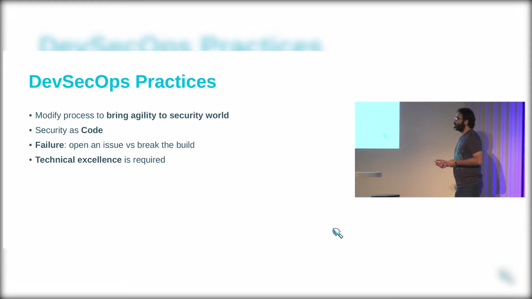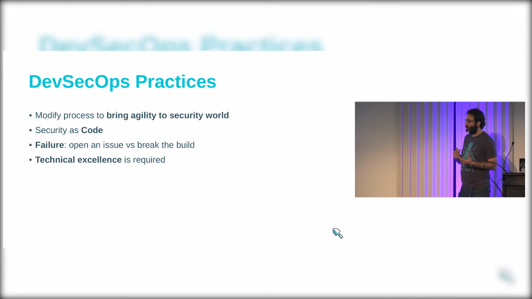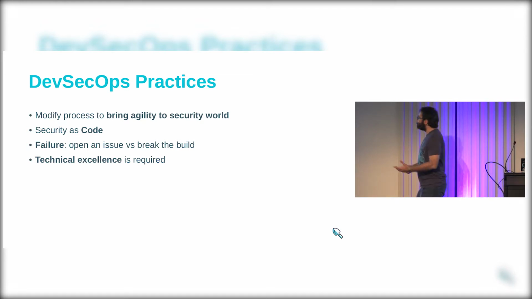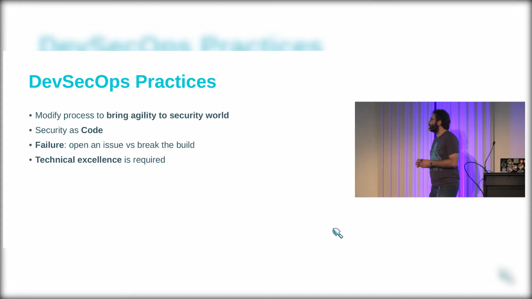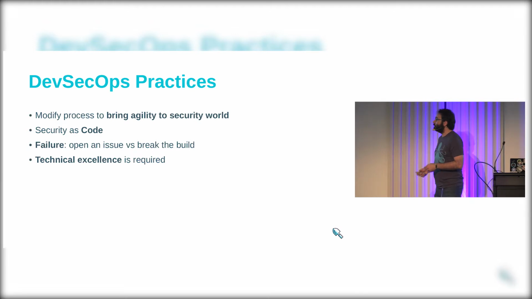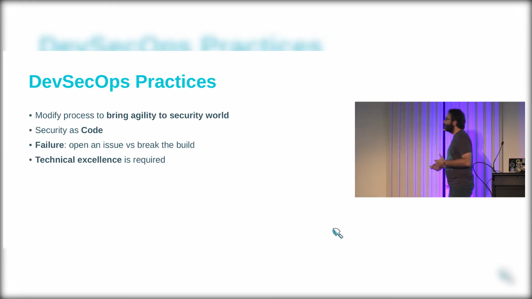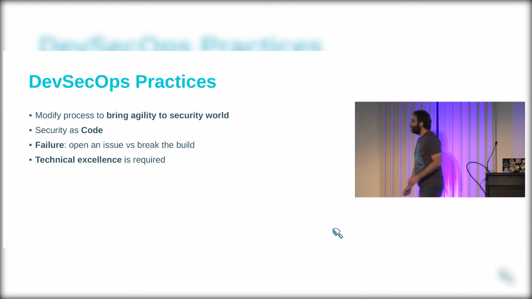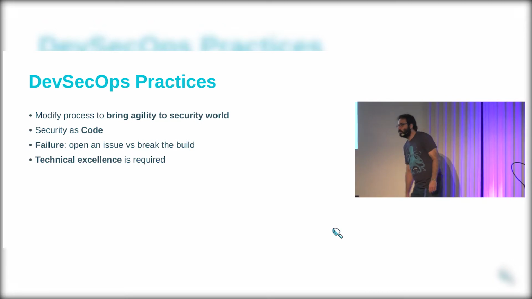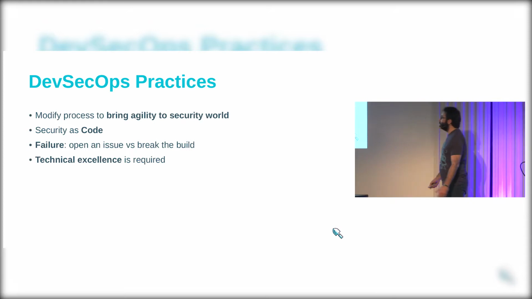The next one is security as code. The same things that work for developers, for DevOps, can work here too. And also, fail fast, like the example that I put before, opening an issue in Jira or just breaking the build. Imagine, we will talk a bit later about image scanning and the CI step. But for all of this, we need to have technical excellence. We cannot do it with just bad knowledge.